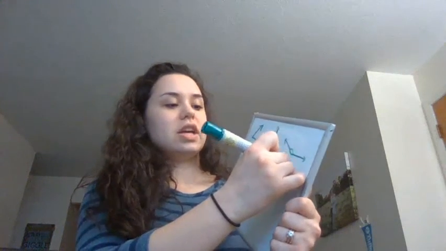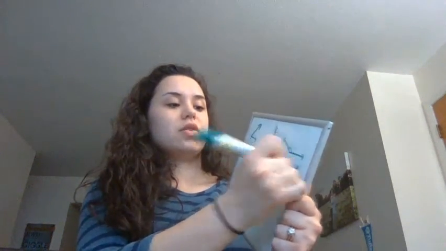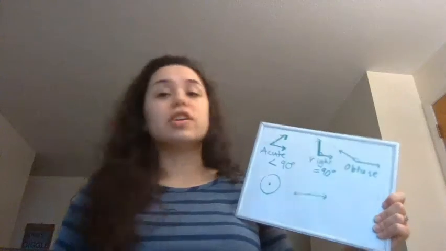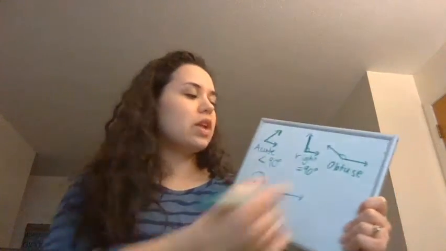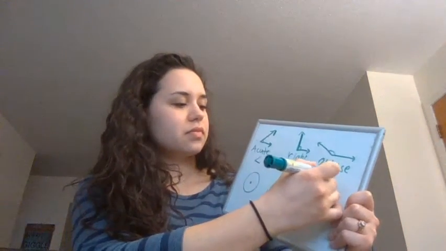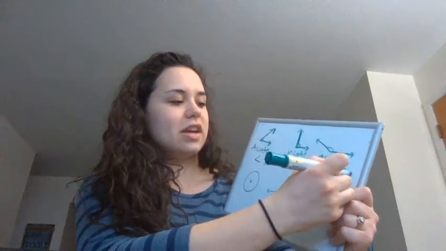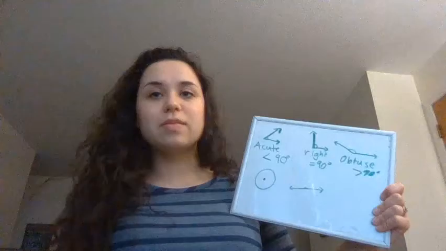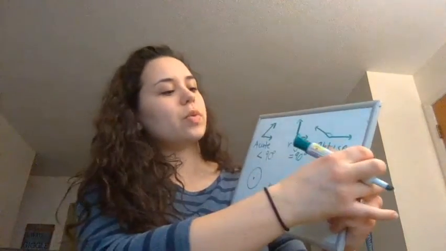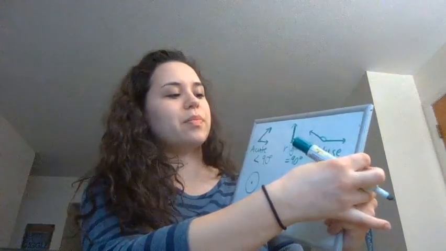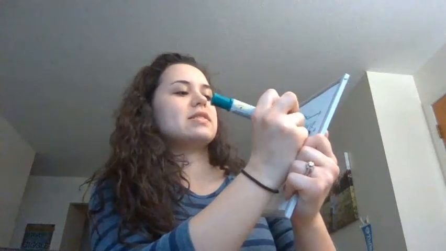Next I have obtuse. Obtuse is big or larger than 90 degrees, greater than 90 degrees. So I have my 90 degrees on this side. Let's think of some angles. Oh my goodness, that looks horrible. Let's think of some angles that are bigger than 90 degrees.